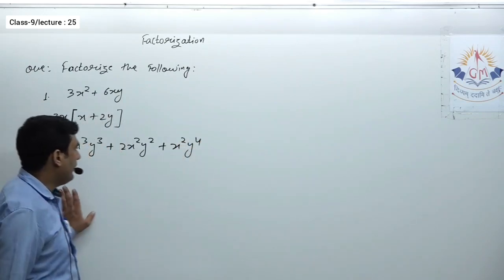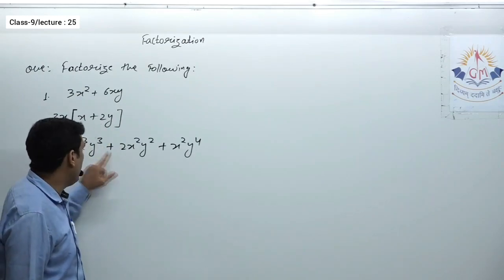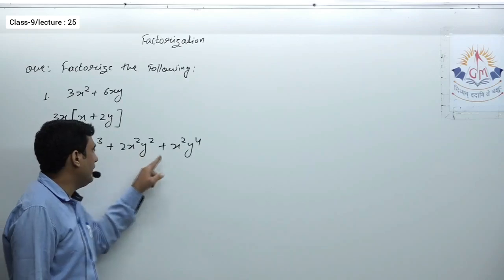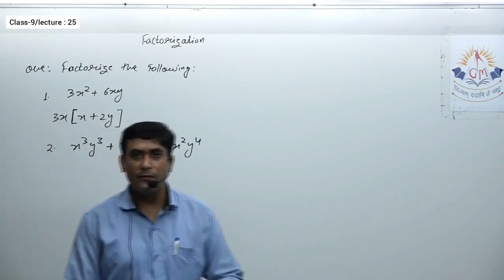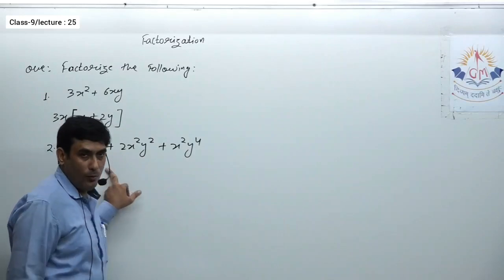Okay, so from here, first of all, if I check the numeric values, here it is 1, here it is 2, here it is 1. That means other than 1, nothing is common. So we can't take 2 common.